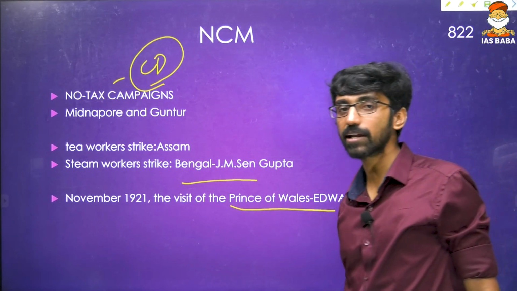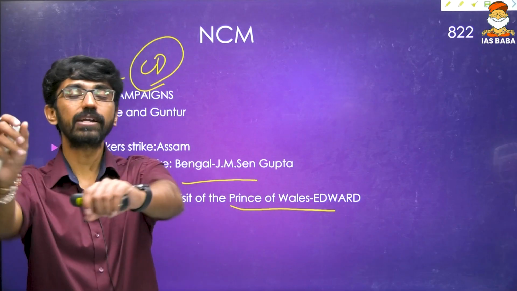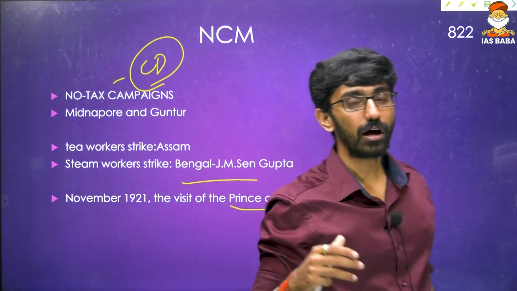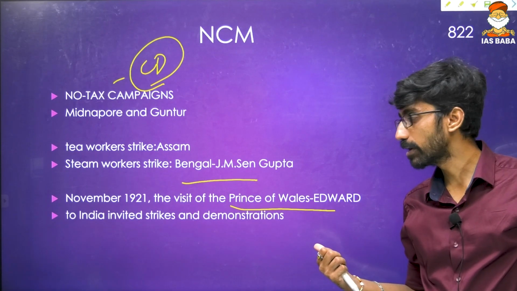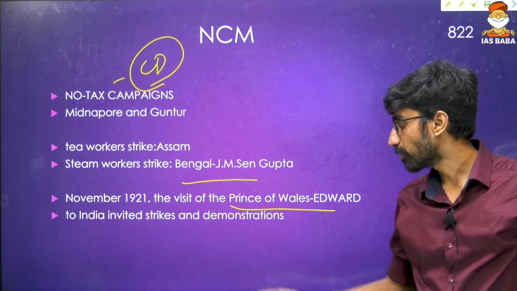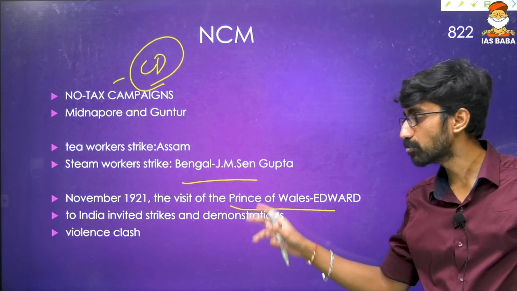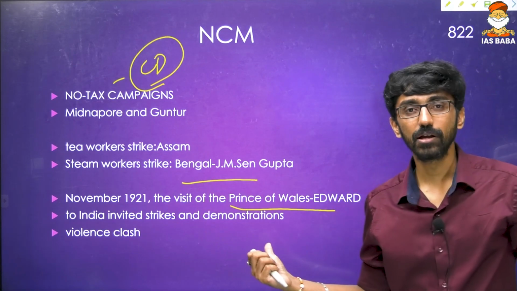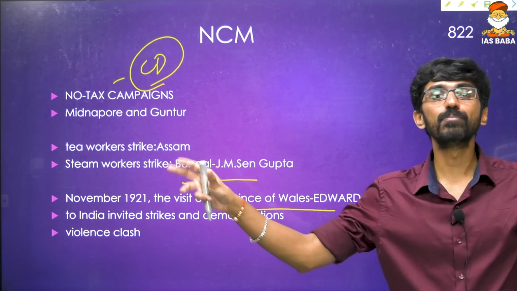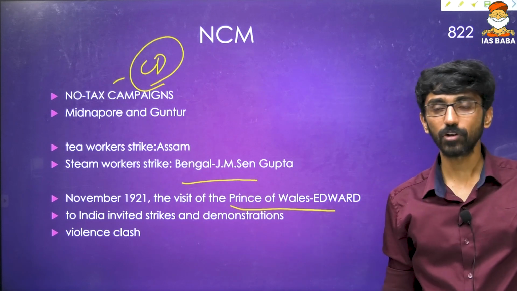He was expecting a grand reception in India, and some people went and met him. But some people were against the visit of the Prince of Wales to India. He wanted to come to India for holidaying, so that invited strikes and demonstrations. The first violence of this movement happened here, because some people went to welcome him, and the other section opposed the people who went to welcome him. So that led to a clash.